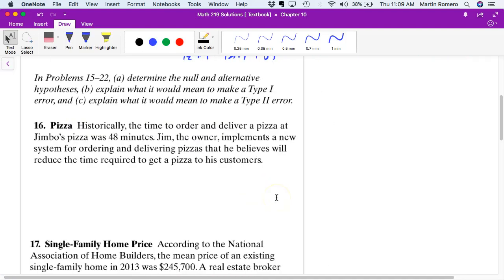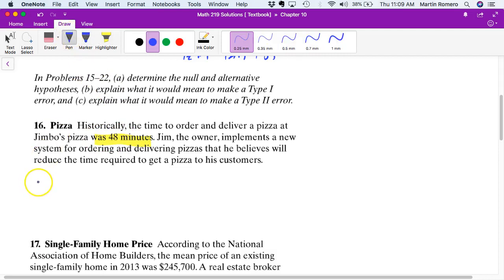Historically, time to order and deliver pizza at Jimbo's Pizza was 48 minutes. Jimbo implements a new system for ordering that he believes will reduce the time required for his customers. And so in this case, we're looking for here historically the time to order pizza. So there's a mean value right there.